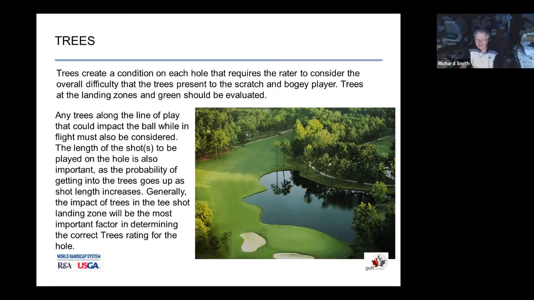As is the case on all of our ratings of obstacles, the length of the shot has its effect because of the accuracy tables. As a result, the probability of getting into the trees is higher at the tee shot usually, unless the trees are really in pretty close at the green. So generally what we see at the tee shot landing zone will be the most important. Not always, but mostly.